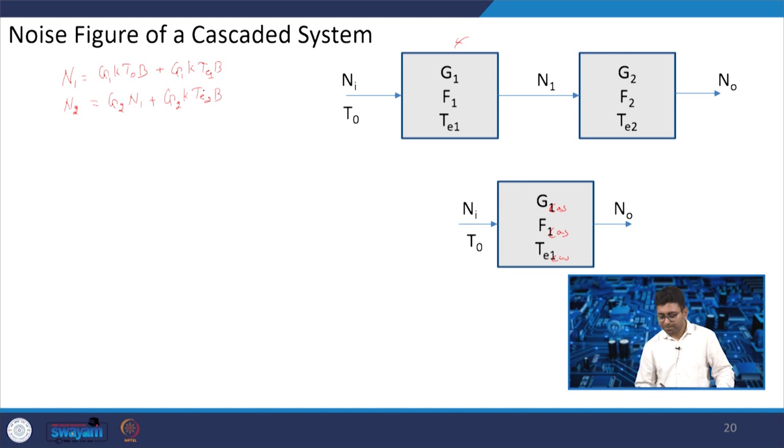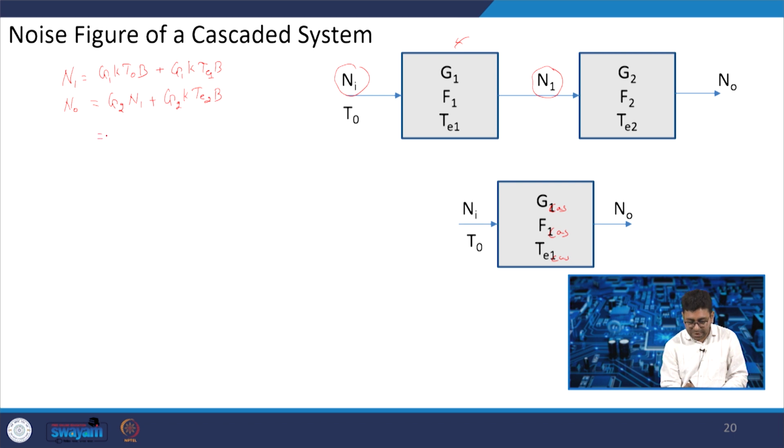So, how exactly is it? There is N1, which is a combination of input power Ni, given by G1 k T0 B, and the equivalent temperature of the first system TE1. So the noise added is G1 k TE1 B. Then if you want to find N2 or N out, in this case it is N out, which is G2 into N1 and G2 k TE2 B.